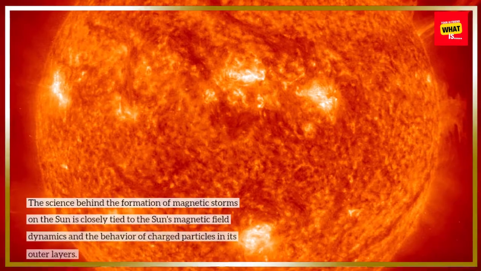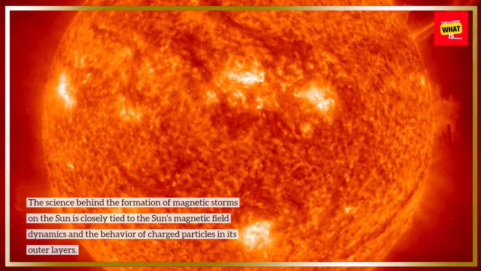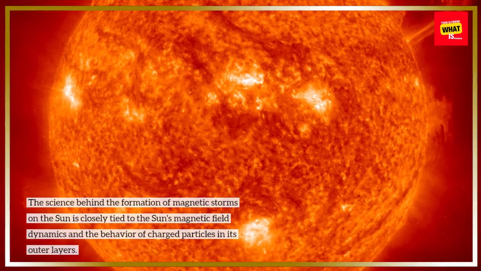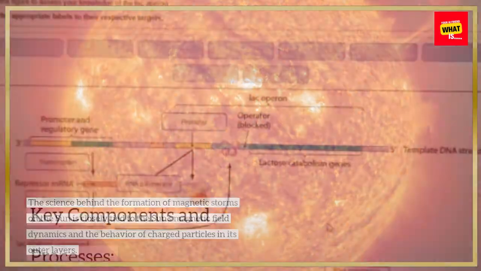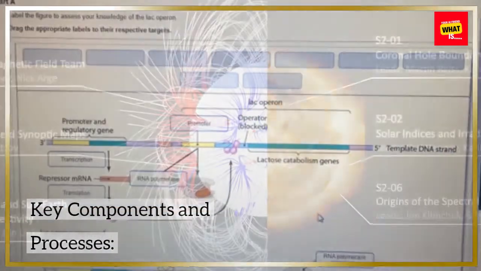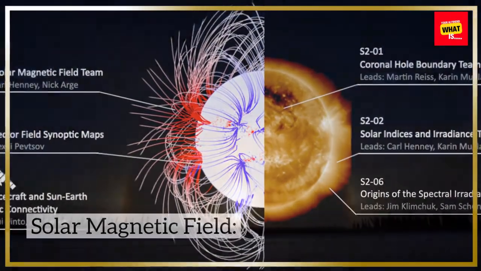The science behind the formation of magnetic storms on the Sun is closely tied to the Sun's magnetic field dynamics and the behavior of charged particles in its outer layers. Key components and processes. Solar magnetic field.